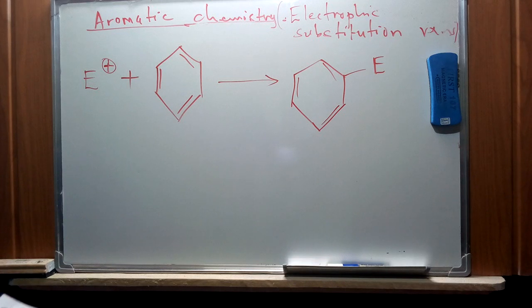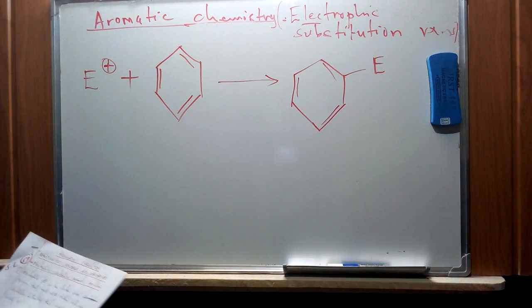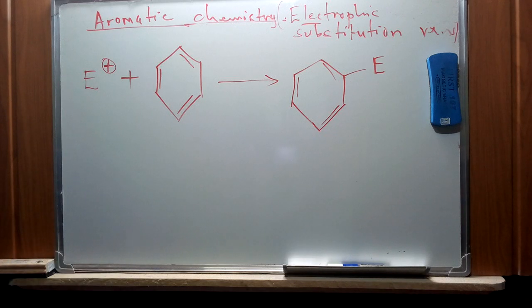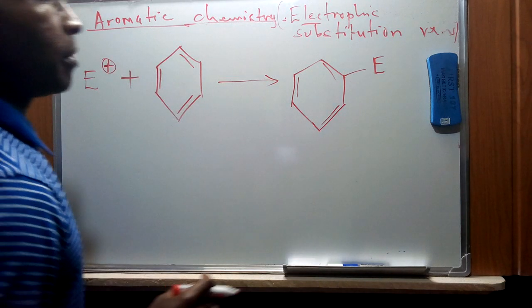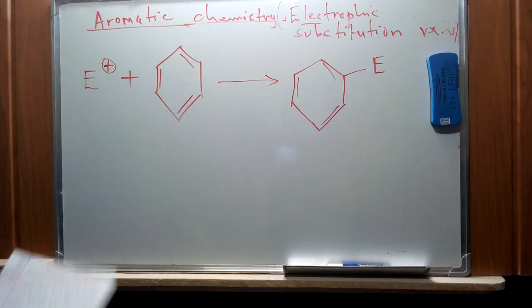We talked about the ortho, meta and para positions of the benzene in one of our videos. I'll put the link in the description box of this video so that we can have a recap in case we need to. There are three steps involved in this electrophilic substitution, and we are going to look at these particular steps. This general reaction represents an electrophilic aromatic substitution.